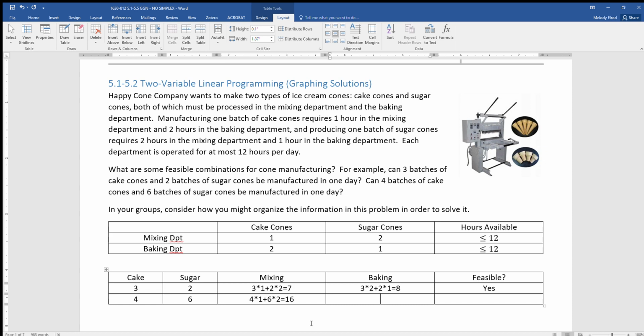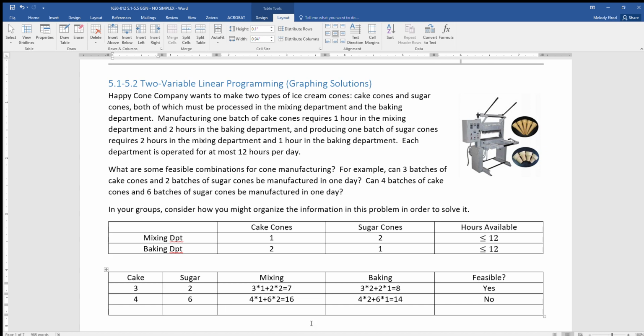We can double check that over here, but we already know it can't work. So 4 times 2 and, nope, that's not right. Yeah, 4 times 2 and 6 times 1, right? And so the same thing is going to happen. We've got 8 and 6, and that makes 14 hours, which again exceeds. So no, this is not feasible.